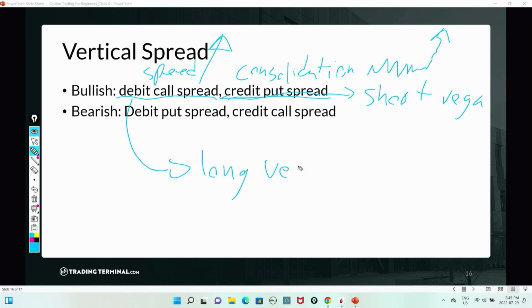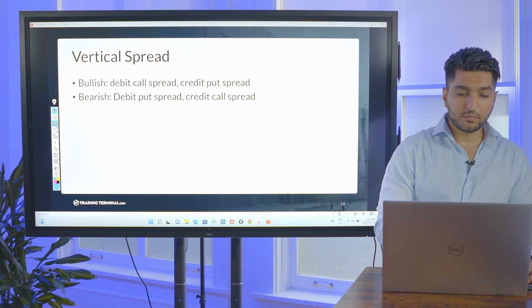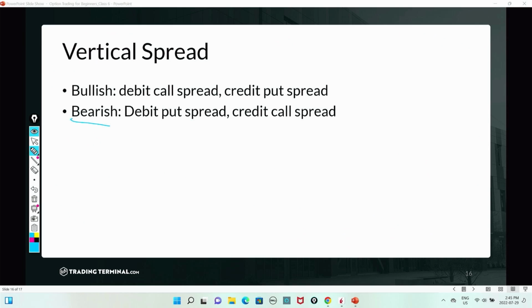So whenever you go long Vega, what do you need? You need speed. Hopefully you remember this from class 3. Whenever you're going short Vega, what do you need? You need decay. Right? So decay is the name of the game. You need slow movement. On the bearish side, it's the same story. You could have two strategies. You could do a debit put spread, so buying a put and then selling a put against it.